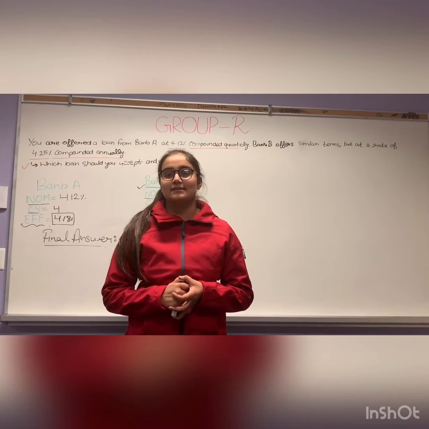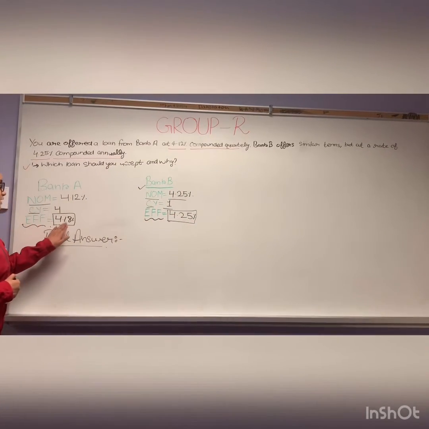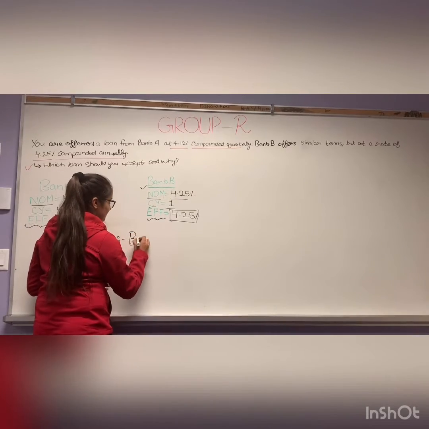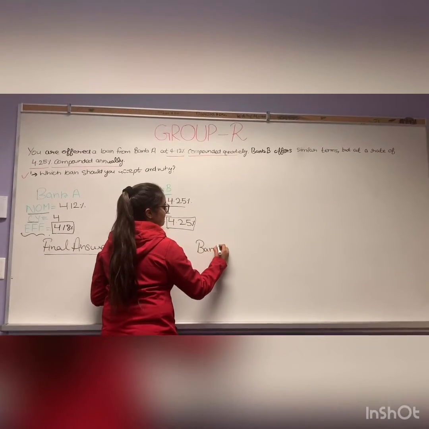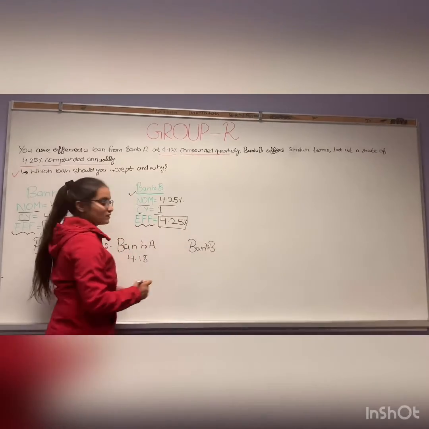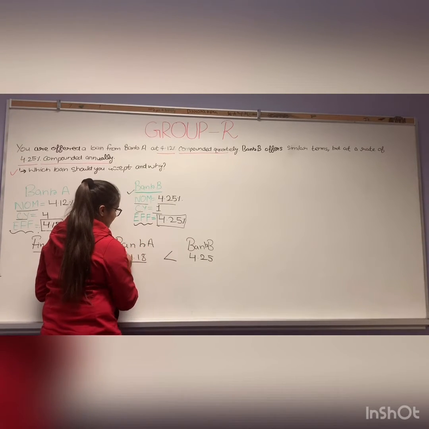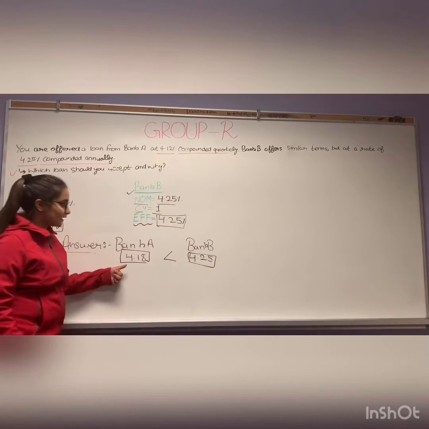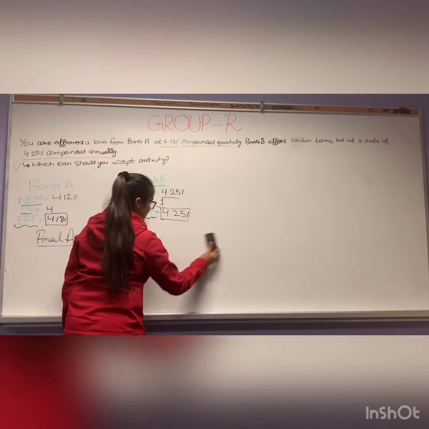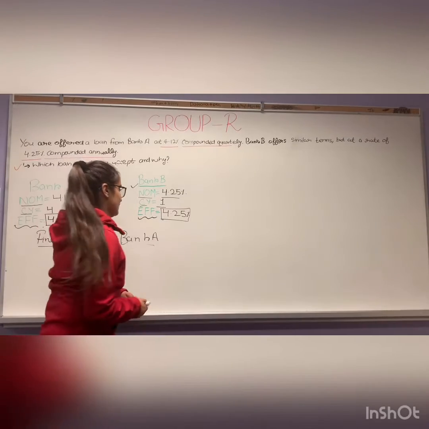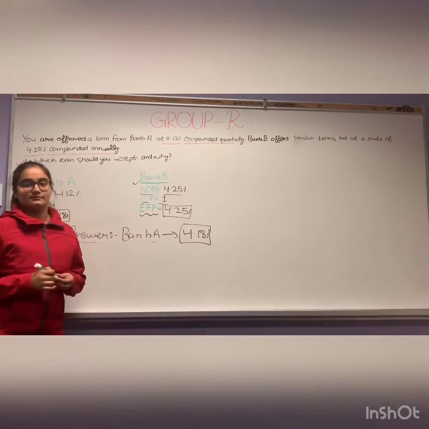So now let's have our final answer, as to which bank we are going to take our loan from. So the EFF for bank A is 4.18%, but on the other hand for bank B it's 4.25, which is bigger than bank A. So we are taking the loan from bank A as the effective rate of interest is less than bank B. So our final answer is bank A, whose effective rate of interest is 4.18%.